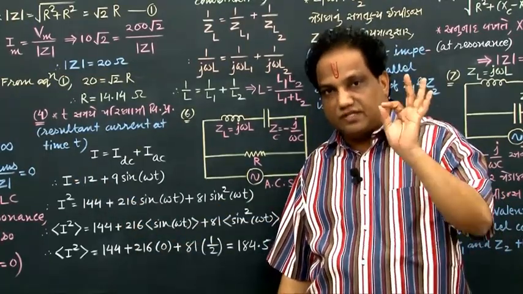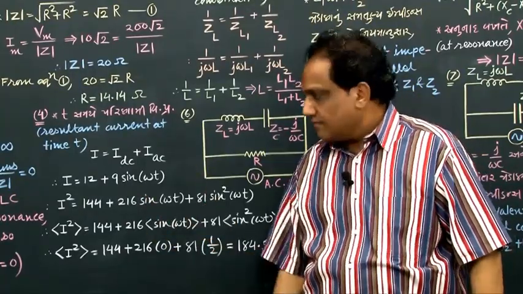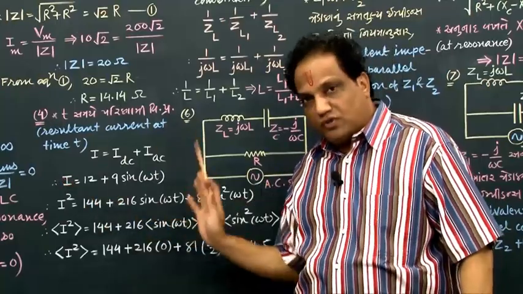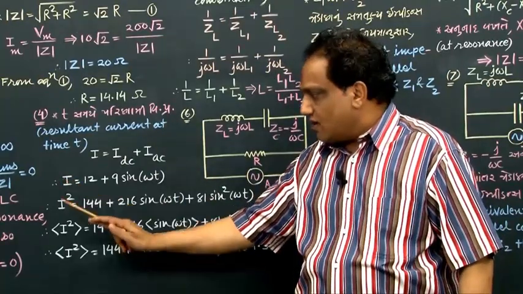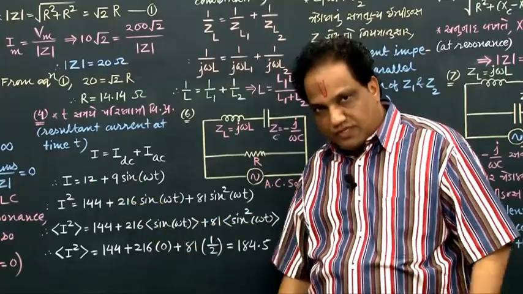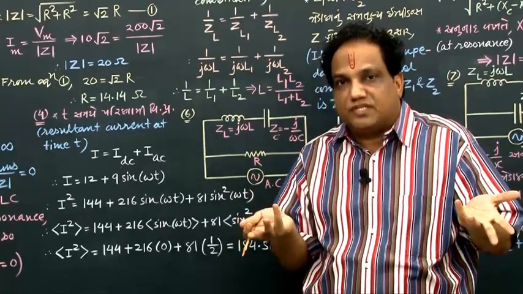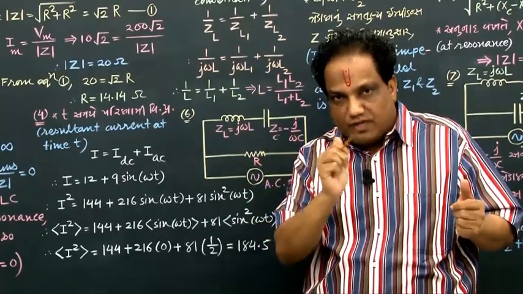The shortest, the easiest way to find the RMS value is this. Just make square on both the sides. So here you can write I square. If it is A plus B, and then you are making square, A plus B whole square, how much is it? A square plus 2AB plus B square.